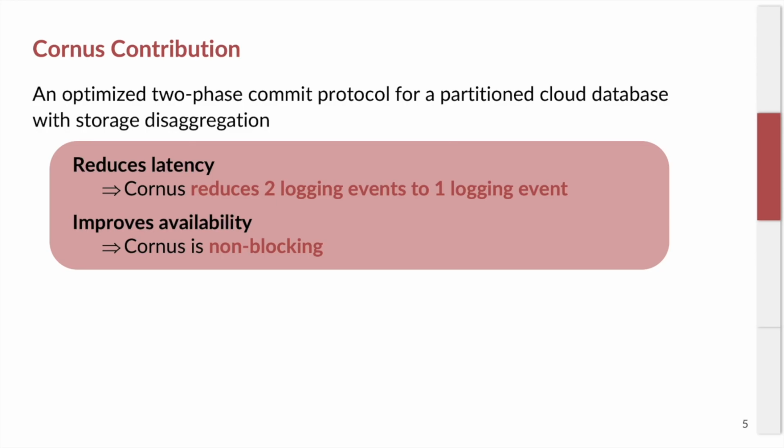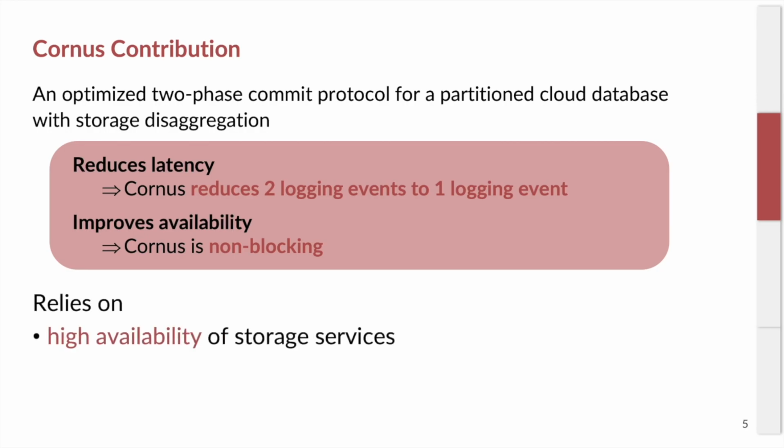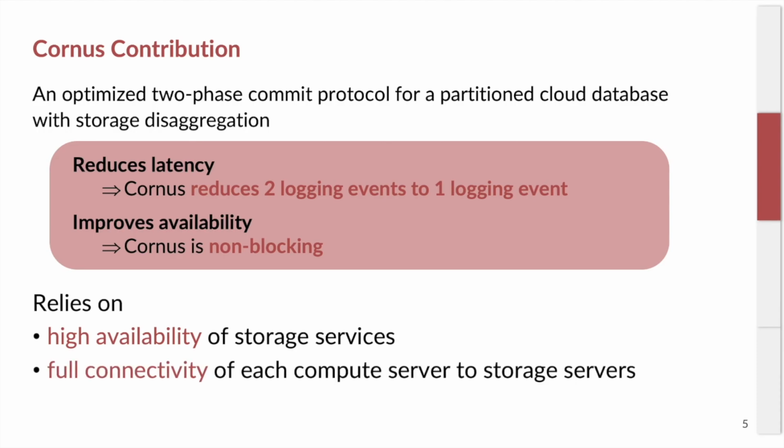The optimizations we made in Cornus rely on three capabilities in the underlying storage services. The first is the high availability of the storage services. The second is full connectivity of each compute server to the storage servers. The last is the compare-and-swap-like functionality provided by storage services. Later, we'll show that all the existing storage services we studied already provide those three capabilities. Next, we'll delve into how Cornus reduces latency and improves availability by leveraging those capabilities.